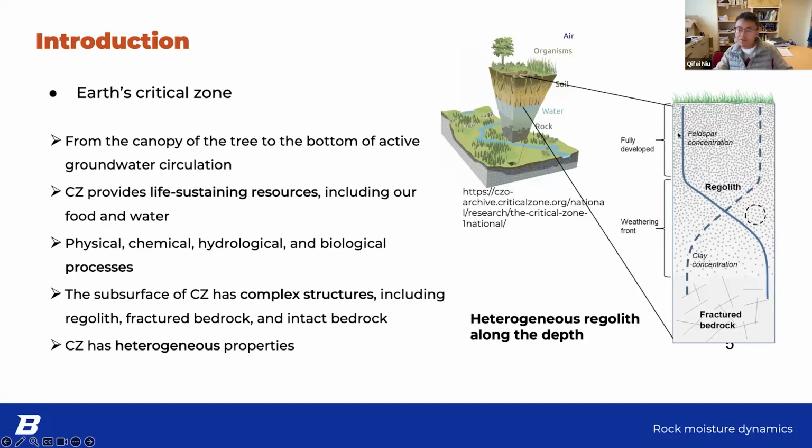Near the surface, you have this fully developed soil layer. Beyond that, you have regolith. In the regolith, you have saprolite, which is weathered from bedrock but is not soil yet. Going deeper, you have fractured bedrock. In the fractured bedrock, some chemical weathering has happened, but the material is still parent material, and there are a lot of fractures due to physical weathering. Beyond the fractured bedrock, you have the fresh bedrock. That's pretty much the Earth's critical zone.